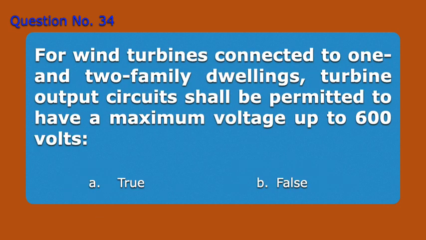Question number 34. For wind turbines connected to one and two family dwellings, turbine output circuits shall be permitted to have a maximum voltage up to 600 volts. A. True. B. False. Answer A. True.